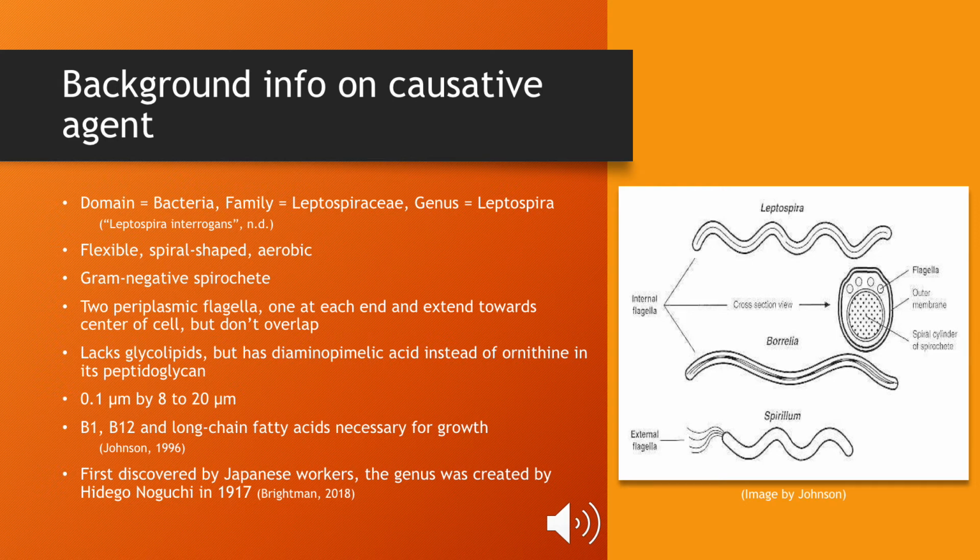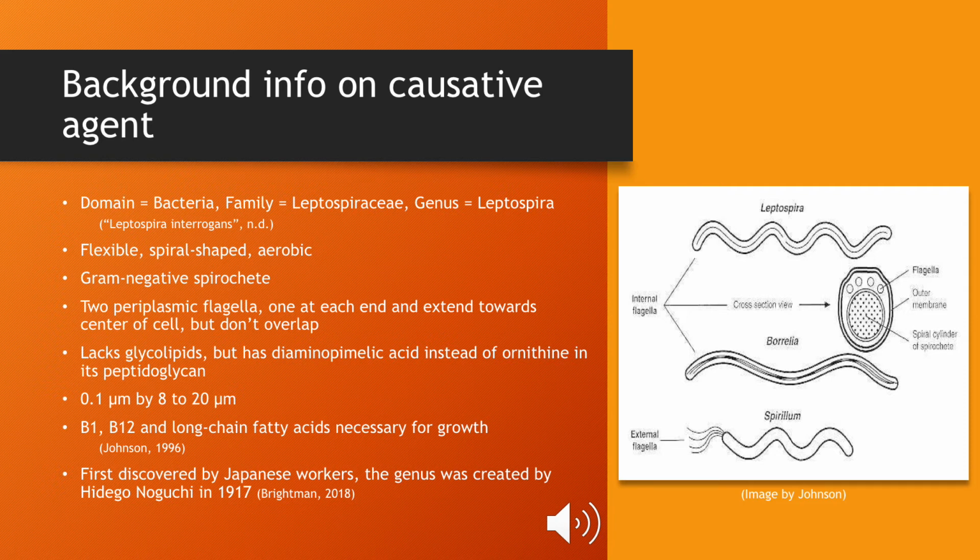The top spirochete is the Leptospira, and you can see that there is a gap between the 2 flagella, where in the Borrelia burgdorferi agent you see that the flagella connect, or that it goes through. The Leptospira interrogans lacks glycolipids but has diaminopimelic acid instead of ornithine in its peptidoglycan. Its size is 0.1 micrometers by 8 to 20 micrometers, so it's more in the size of the Borrelia burgdorferi.